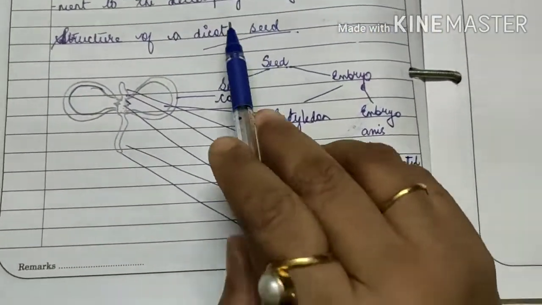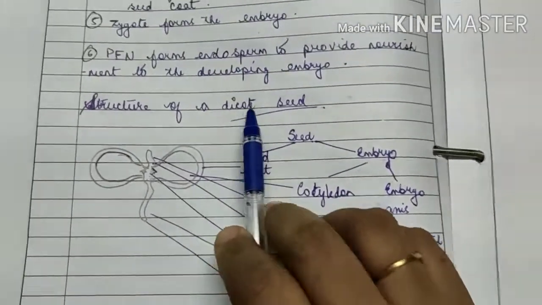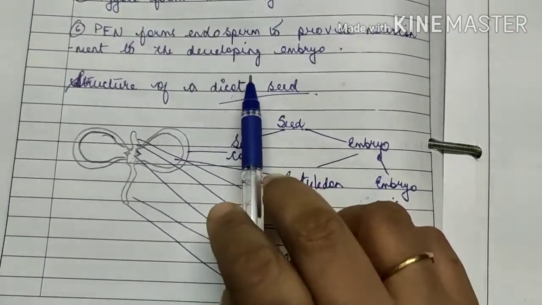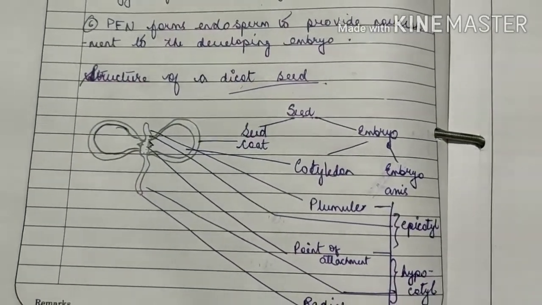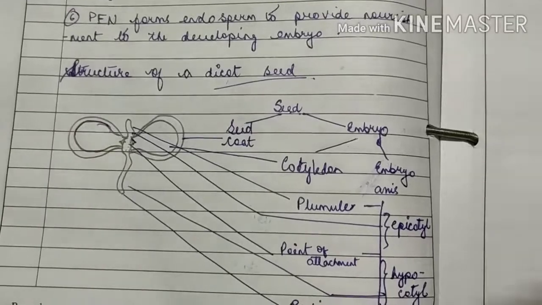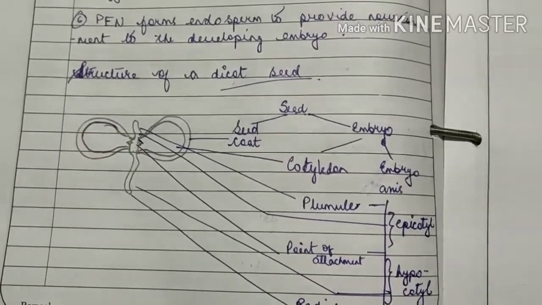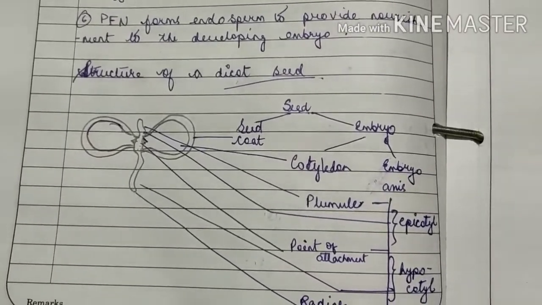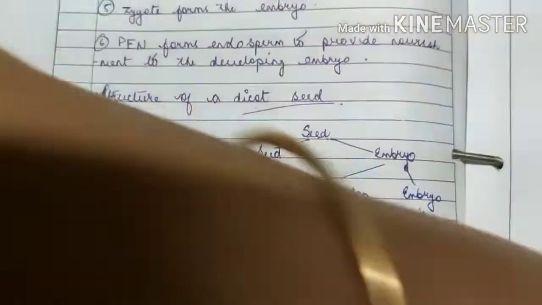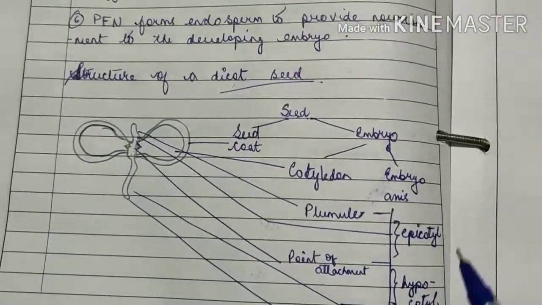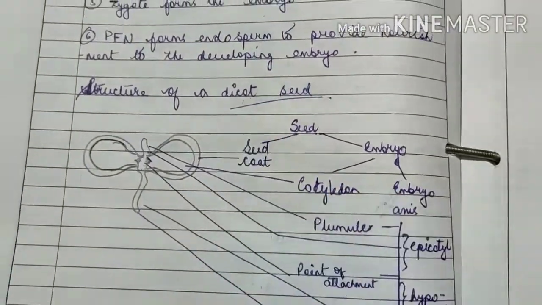A dicot seed, the word dicot means dicotyledonous, meaning the seed contains two cotyledons. What are cotyledons? These are the seed leaves, the first leaves that are formed from the seed. When you sow a seed, it will germinate and form the cotyledons. They form the first leaves. So the cotyledons are 2 in number in a dicot seed.